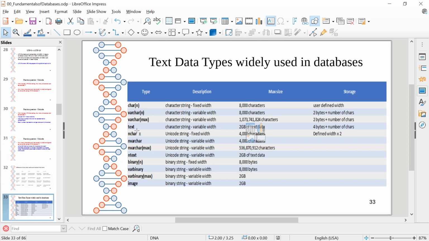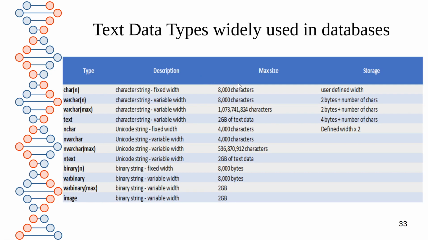So here you see text. If you define a field as text, you can store 2 GB of data in the text field. We already discussed char and varchar, so now you know what a Unicode string variable means. What does binary mean? Binary means pure zeros and ones, and it can store 8000 bytes, meaning 8000 into 8, 64,000 bits. Binary maximum is 2 GB. Image maximum, you can have an image field which will store 2 GB of binary bits.